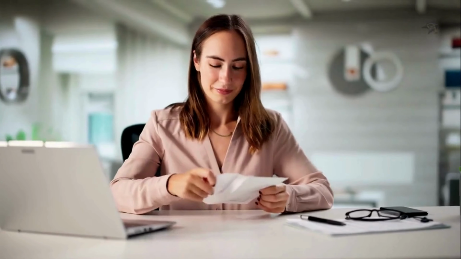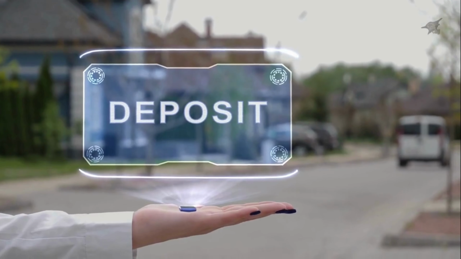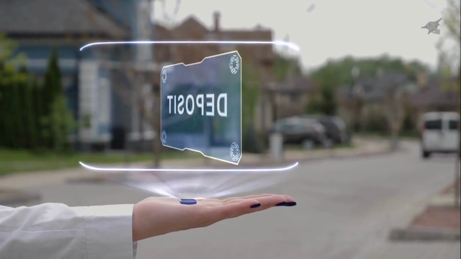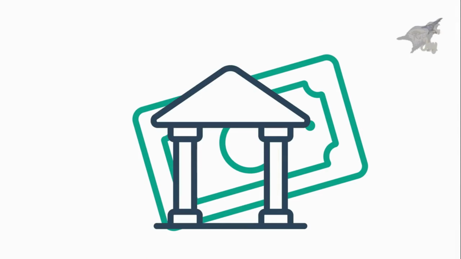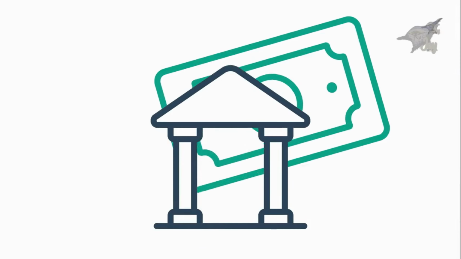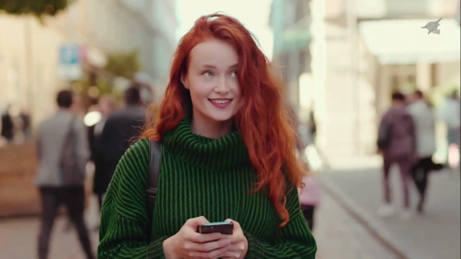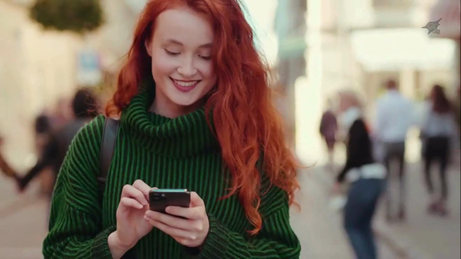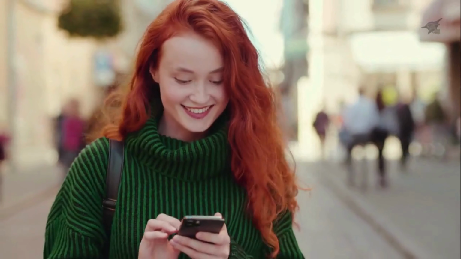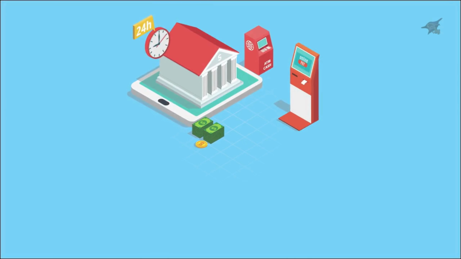Imagine you're receiving your paycheck directly into your bank account or setting up automatic bill payments. These are called direct deposits and direct payments, two common types of ACH transactions. Direct deposits make life easier by depositing your paycheck directly into your bank account. No more waiting in line to cash a check. And with direct payments, you can set up automatic bill payments, like your electricity or phone bill. It's super convenient.